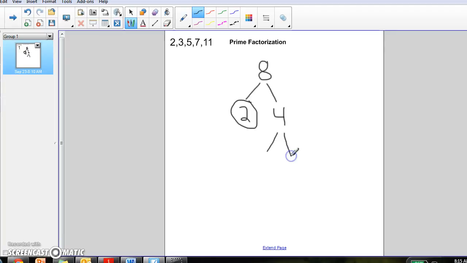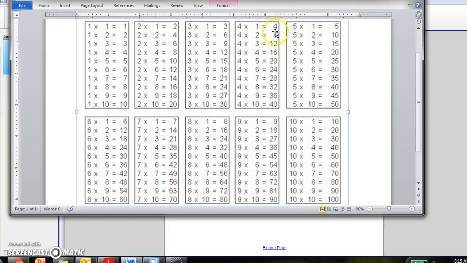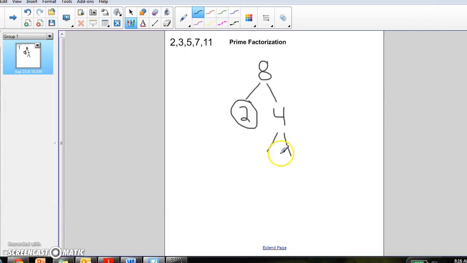So I make my tree, and I think, what is multiplied together to get 4? Well, you're going to get a little multiplication table that looks like this. And I look, okay, I have 4 here. So what's multiplied together to get 4? Well, 2 times 2 equals 4. So I'm going to go back and write 2 times 2. So 4 would be 2 times 2.